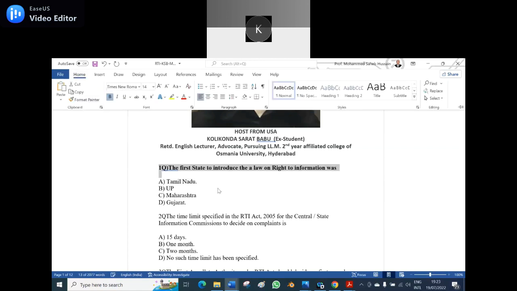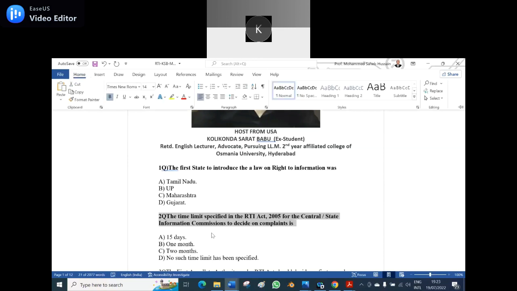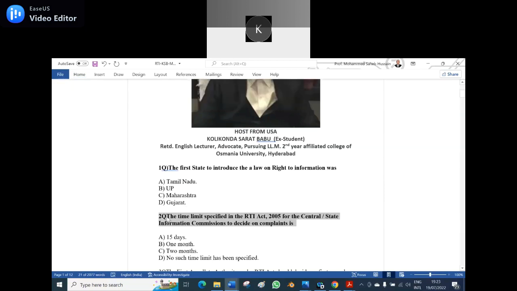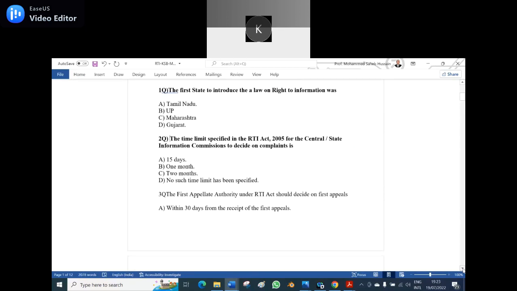Now, the second question: the time limit specified in the RTI Act 2005 for the Central or State Information Commissions to decide on compliance is A. 15 days, B. 1 month, C. 2 months, D. No such time limit has been specified. Option A, sir. No, sir, it's option B, 1 month, 30 days. No, 15 days, sir. Option D is the correct answer. No such time limit has been specified.